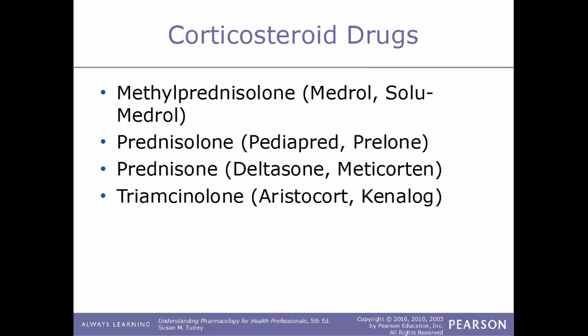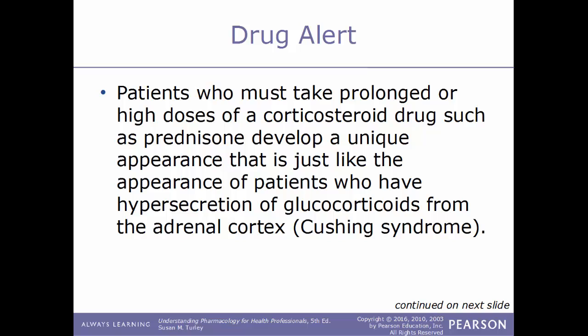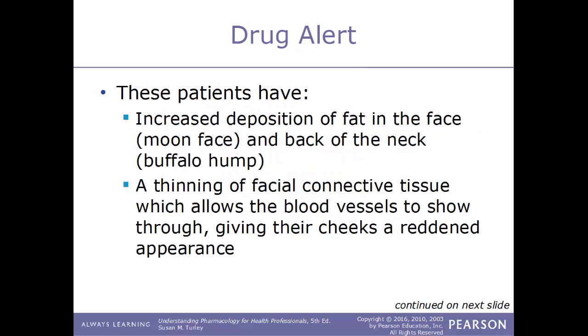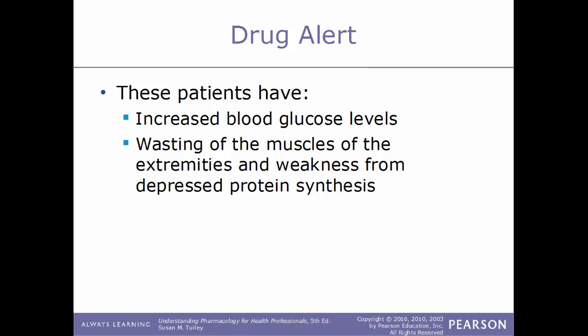Kenalog or Aristocort. Patients who take a prolonged or high dose of corticosteroid drugs like prednisone develop a unique appearance that is just like the appearance of patients who have a hypersecretion of glucocorticoids, such as in Cushing syndrome. These patients have an increased deposit of fat within the face, often called a moon face, and also an increased deposit of fat within the back of the neck, so it looks like they have a buffalo hump. They can also have a thinning of facial connective tissue, which allows the blood vessels to show through, giving their cheeks a bright red appearance. These patients can also have increased blood glucose levels.